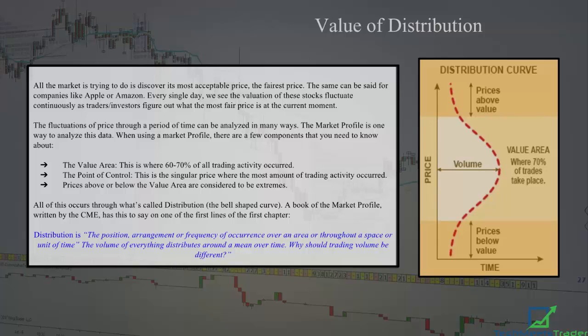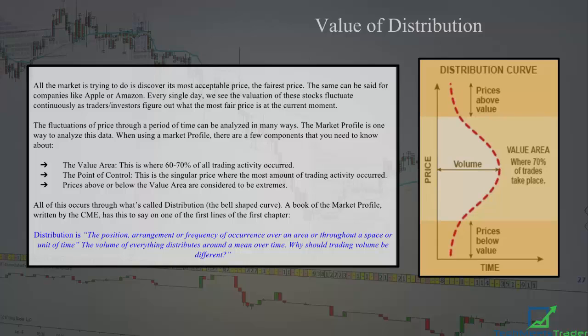Number three, we must keep in mind that prices above or below the value area are considered to be extremes, or unfair highs and unfair lows. All of this occurs through what's called distribution, or the bell-shaped curve. A book of the market profile written by the CME has this to say on one of the first lines of the first chapter, and it goes like this. Distribution is the position, arrangement, or frequency of occurrence over an area or throughout a space or unit of time. The value of everything distributes around a mean over time. Why should trading volume be any different?